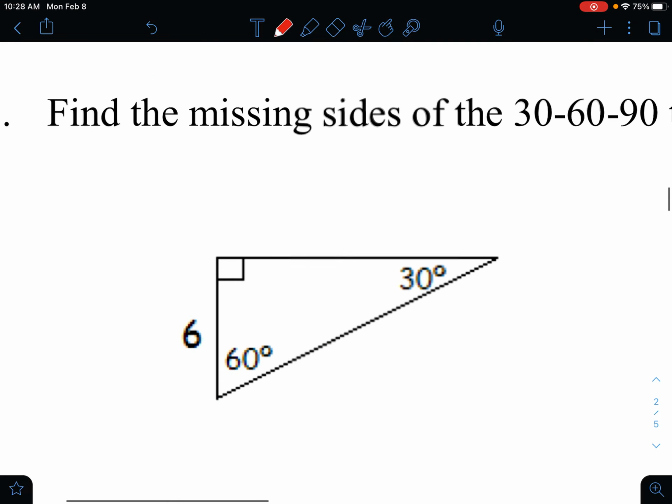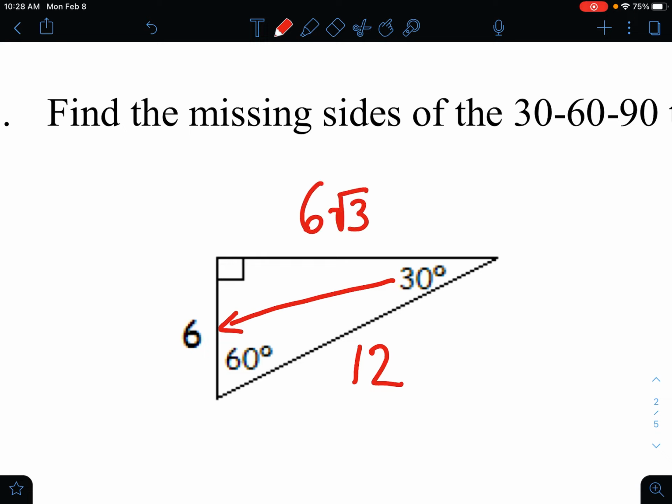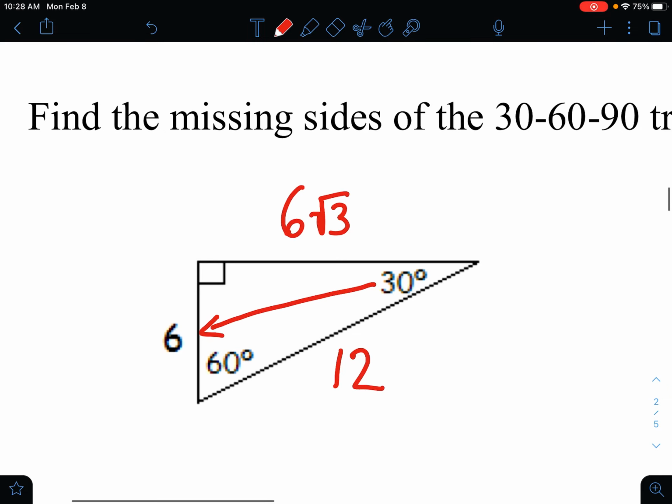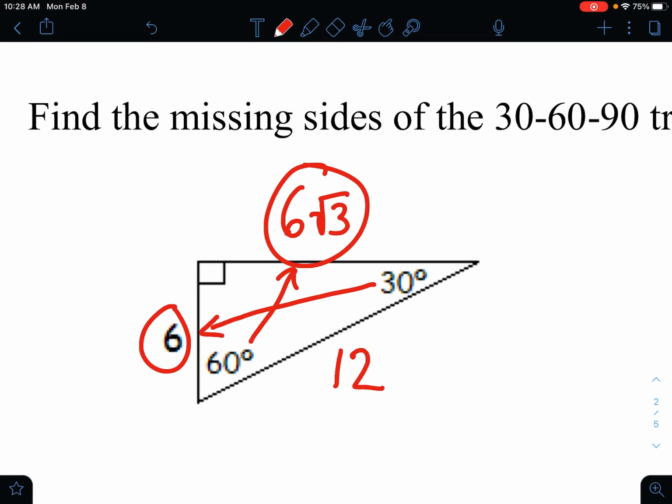So let's take a look here. 6 is across from my small leg. So to find the hypotenuse, we double it, right? So the hypotenuse is going to be 12. My long leg is just going to be whatever that short leg is times square root 3. So that's what we're looking at here, okay? Short leg is 6, long leg is across from 60, and then the hypotenuse is just doubled, okay?